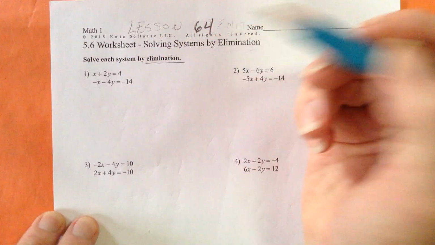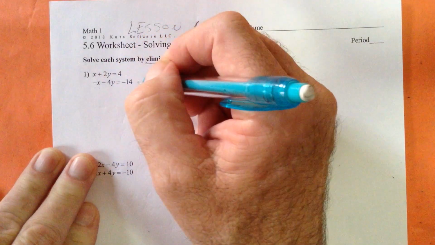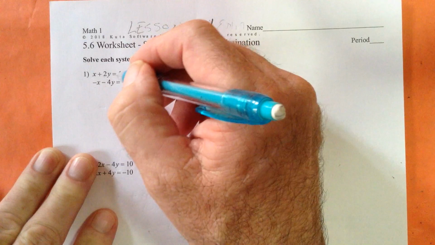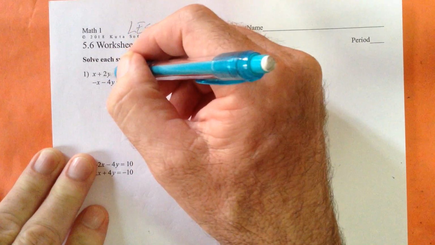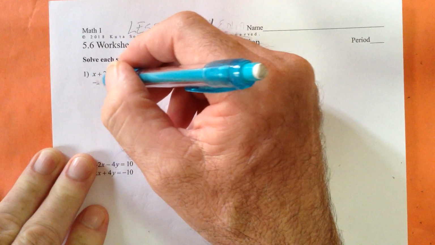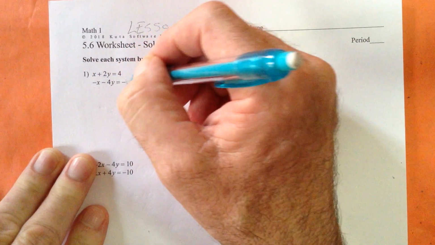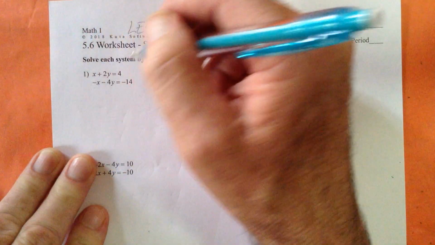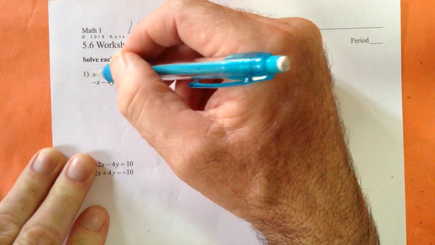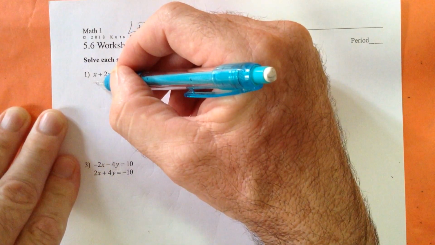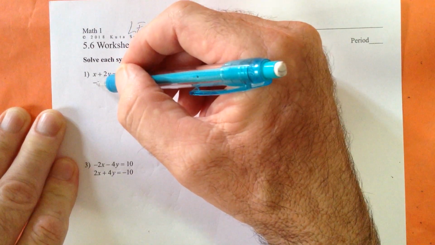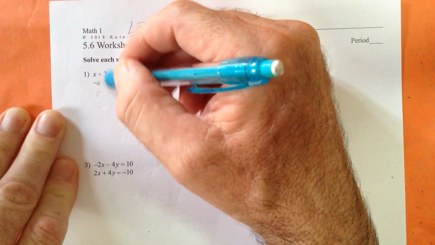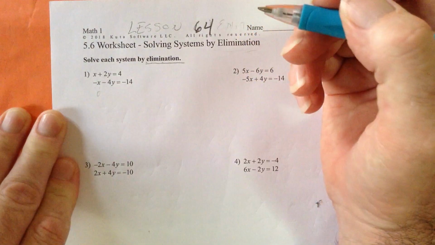This one's by elimination. So you can see we have these two equations, and you'll notice that this one's x plus 2y equals 4, and this one's negative x minus 4y equals negative 14. Right away I look and I'm like, oh, there's an x and there's a negative x. So if I go x minus x, that would be 0. So that will eliminate that x.